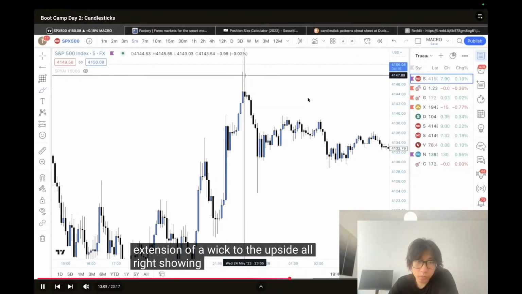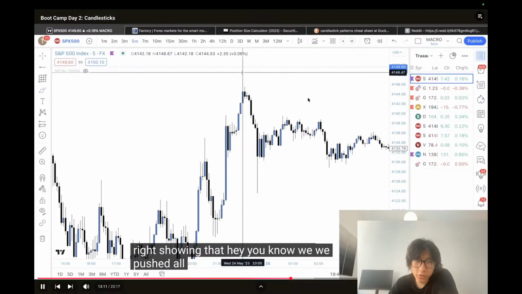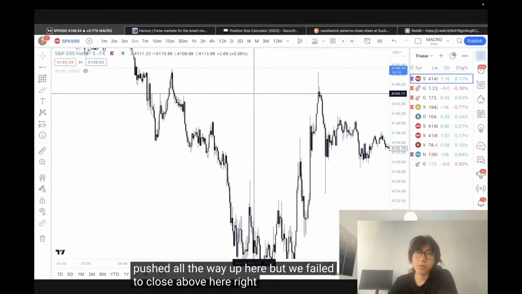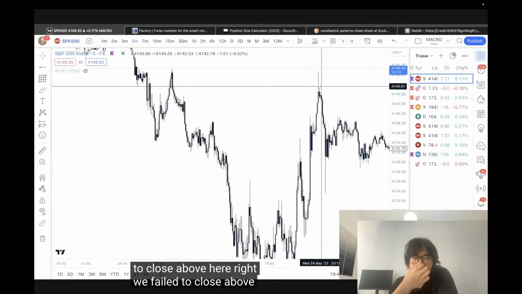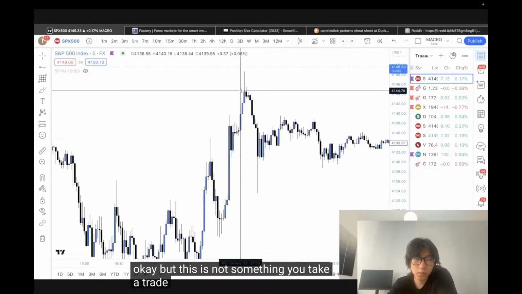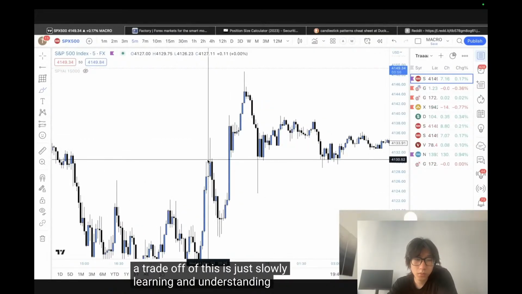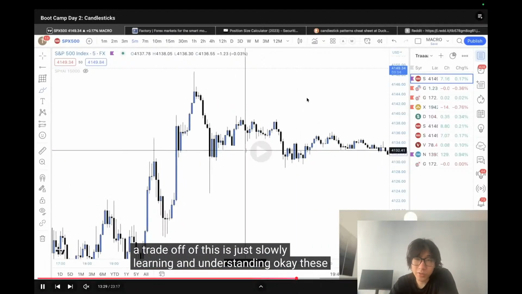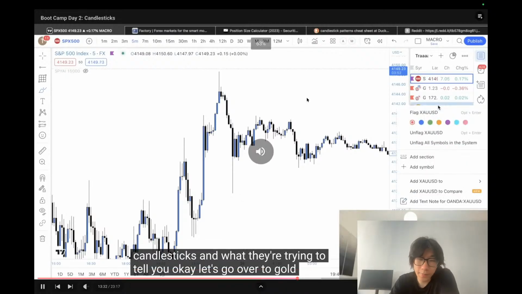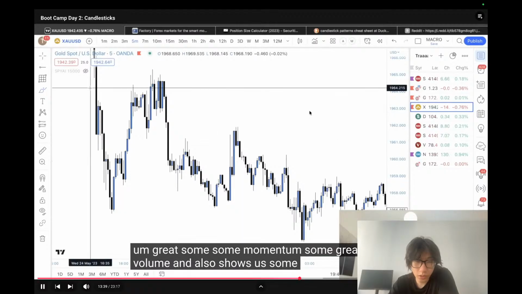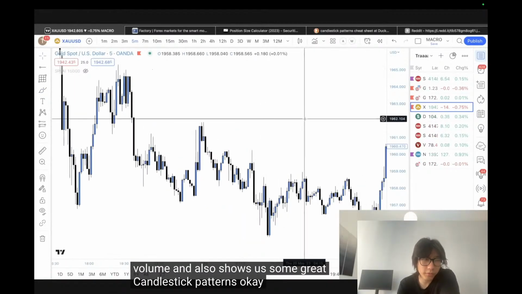Upside, all right, showing that hey, we push all the way up. It's just breaking all things down. Up here, but we failed to close above here, right? We failed to close above these price points, and then what happened? We fell. Okay, but this is not something you take a trade off of. This is just slowly learning and understanding. We can't use just one factor to make decisions. Gold can give us some great momentum, some great volume, and also shows us some great candlestick patterns. That's really helpful.